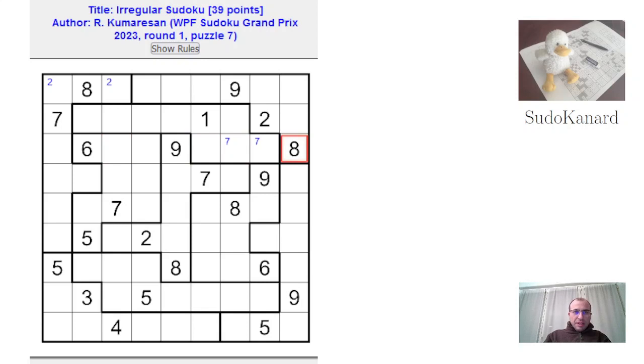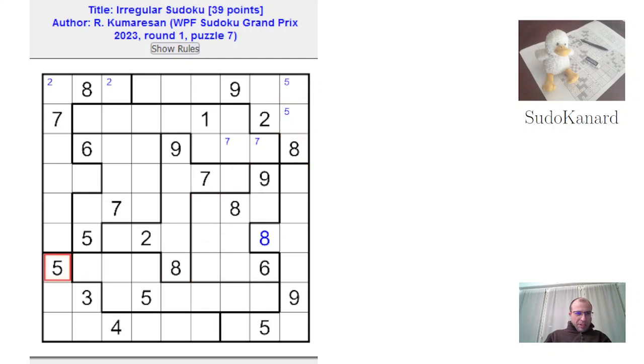This 8 here is interesting. It's removed from all of those positions. So in this region, 8 can only be here or there, but there it's not either. So 8 is here. And 5 is nowhere in this part of the column, so it must be here.